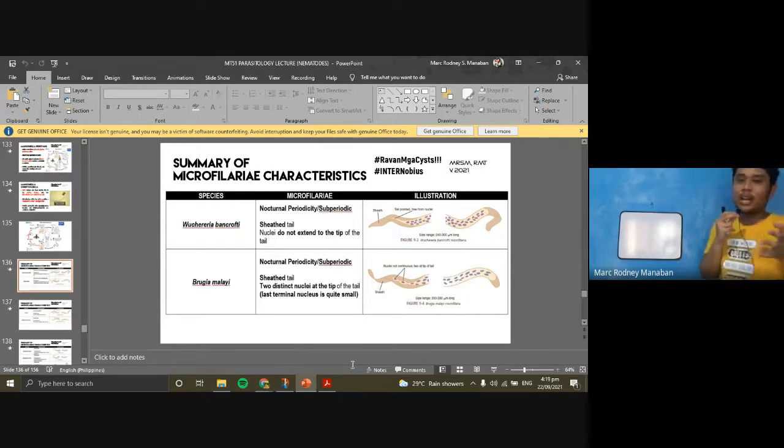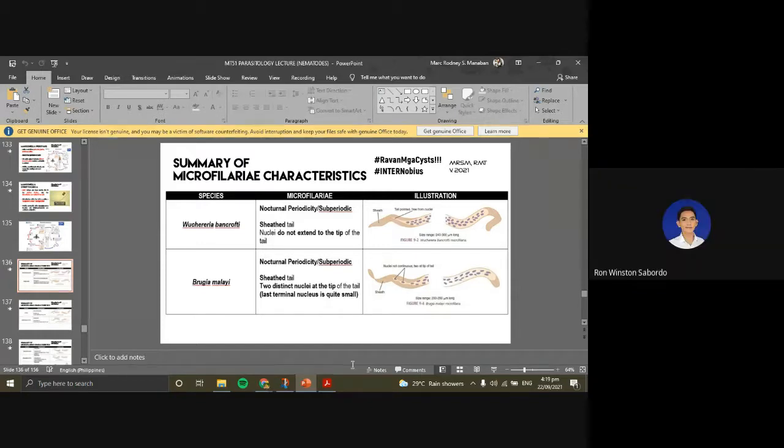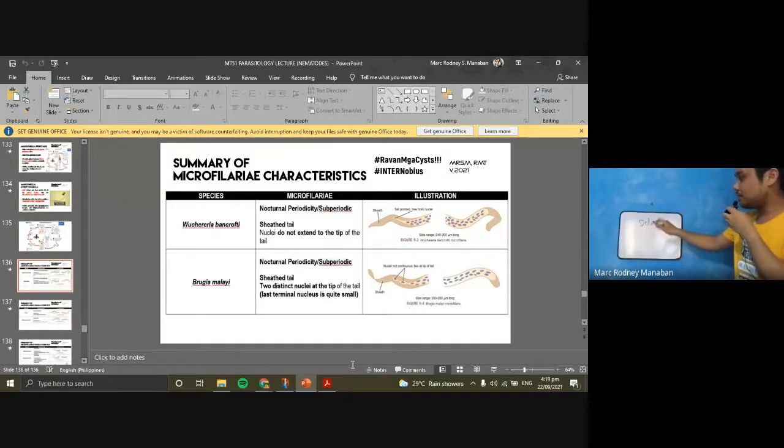So which stain will we use if we want to see the sheath, whatever the species of filarial worm? Delafield's hematoxylin. Right.